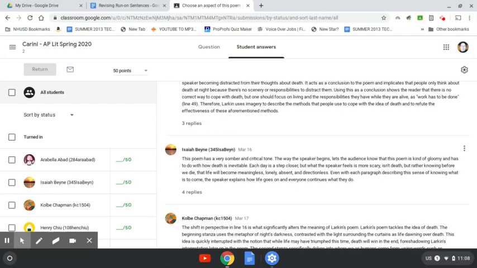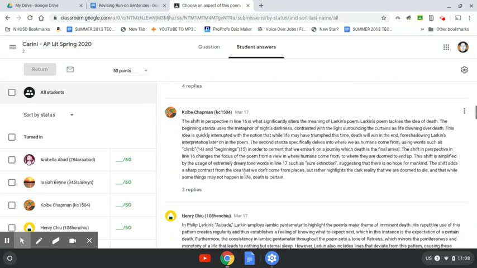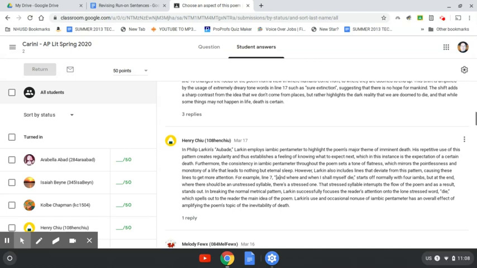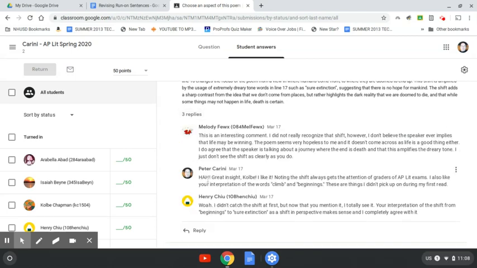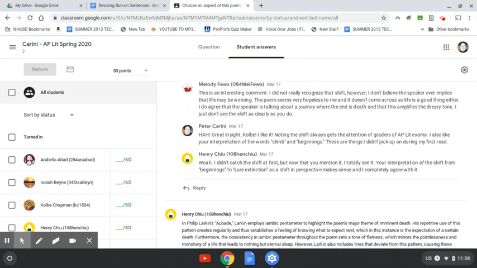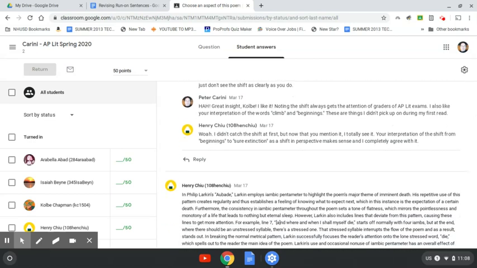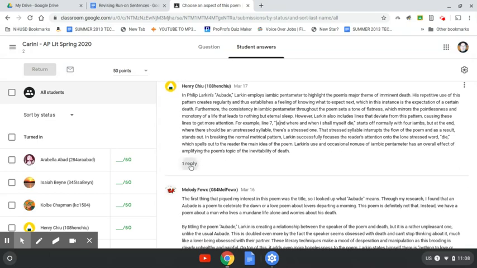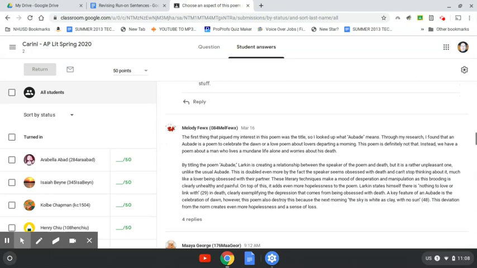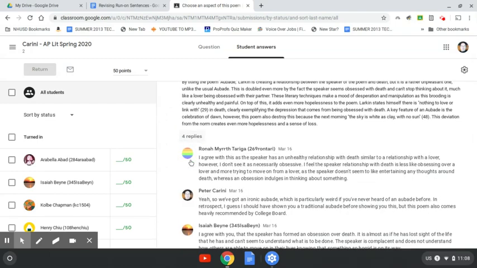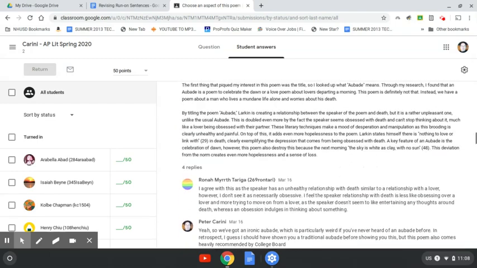There's one person's paragraph, not as big, pretty good. And then they replied to each other. You'll see me replying too. They gave a two or three sentence response, like, oh, I didn't catch that shift at first, but now that you mentioned it, I totally see it. And then they talk about their own interpretations. And oh, that's just me. No one's replied to that kid yet. Oh, this person's got four replies so far, myself included.